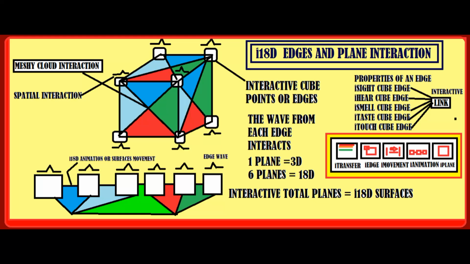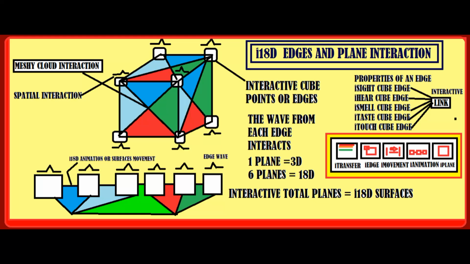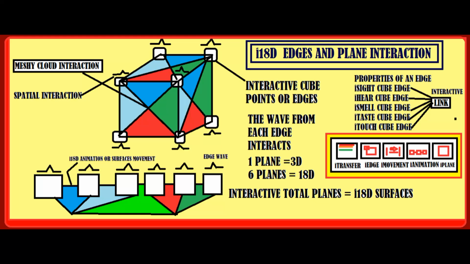Summary. The summary goes like this. These are edges, points. These are planes. This is a plane. And the edges in a cube is 18. And why it is 18 is that one plane is 3D, 3-dimension, and 6 planes is 18 dimension. And these edges or points, they do interact with the planes, and the edges and the planes and all the edges do interact, and that is what is known as i18D edges and plane interaction.